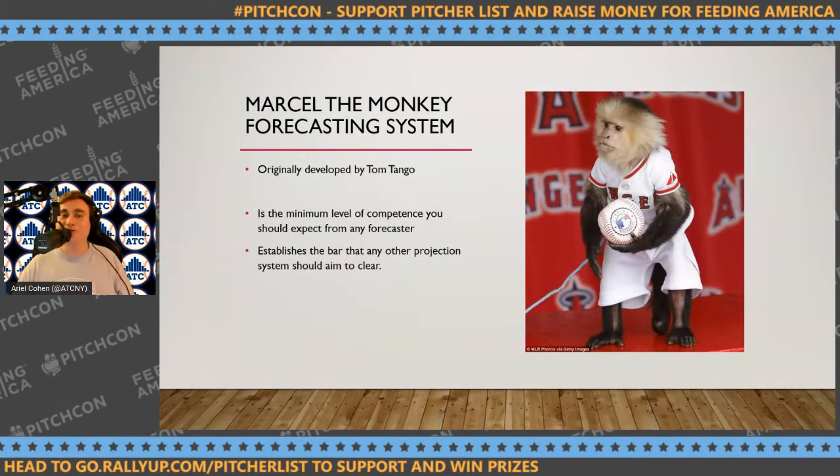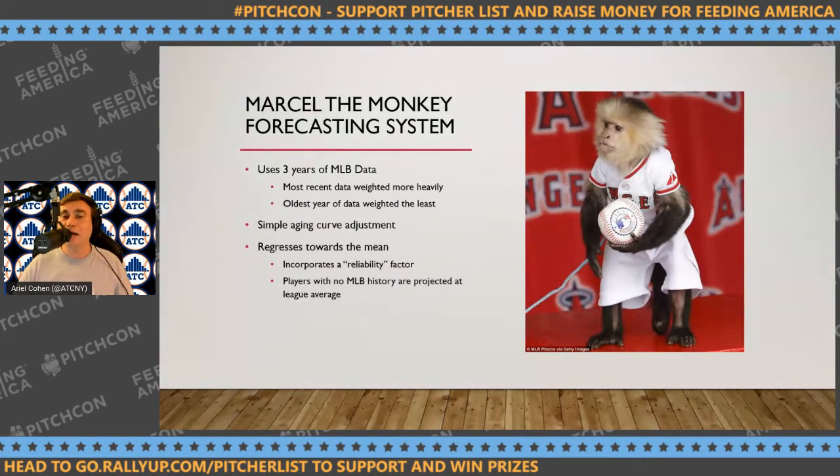Tom Tango developed a projection system called Marcel the Monkey. There he is, the Marcel Monkey forecasting system. And he did the bare minimum. He did all those elements that we talked about. He used three years of Major League Baseball data. He weighted the most current year more than the others. Simple aging curve adjustment. He regressed players toward the mean. If you didn't have minor league players who just came up, we regressed at the major league average. That's just the basic things you can do.